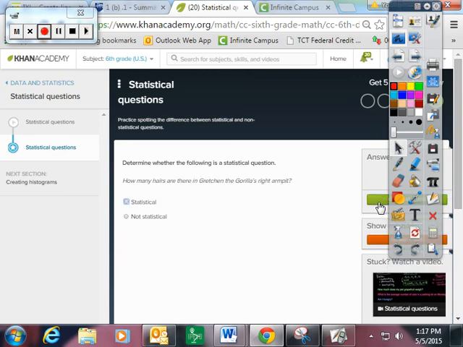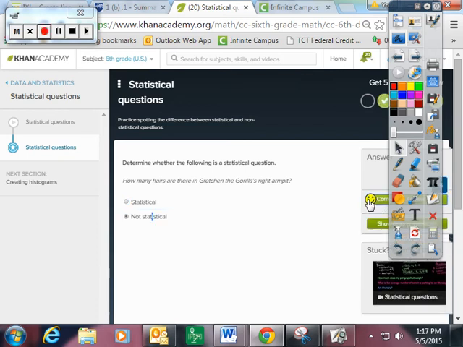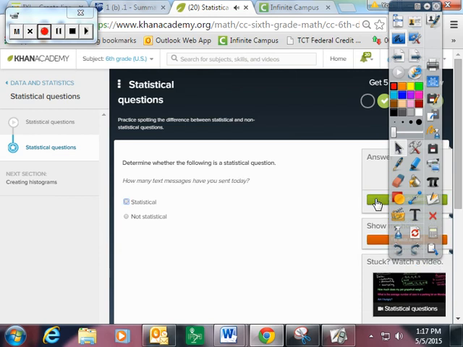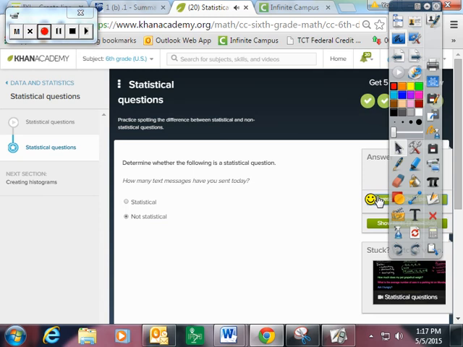How many hairs are there in Gretchen the gorilla's right armpit? Really funny. I like Khan Academy because it has a sense of humor. Not a statistical question because you could just count the armpit hair. Okay, next question. How many text messages have you sent today? Also not statistical, okay? You don't have to do anything. You can just count how many you sent. Okay, and that is statistical versus non-statistical questions.